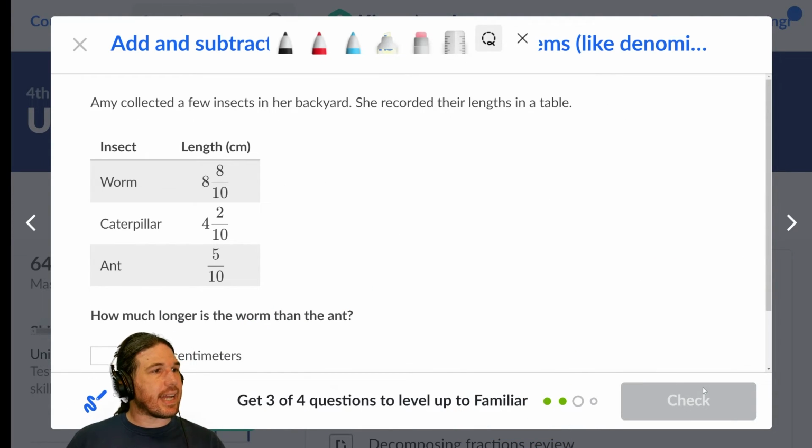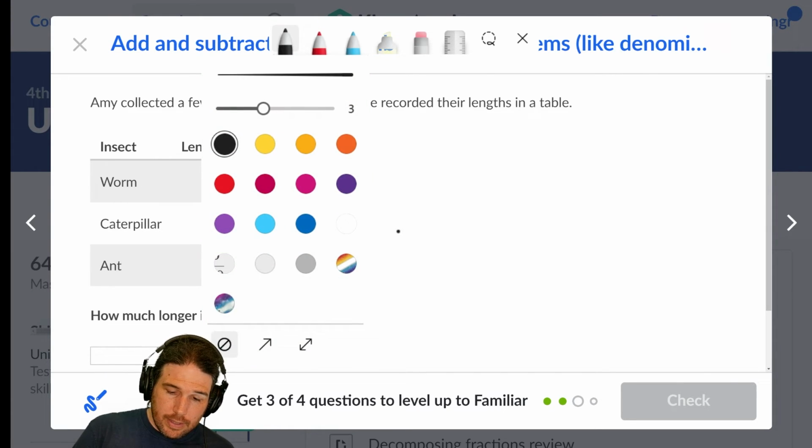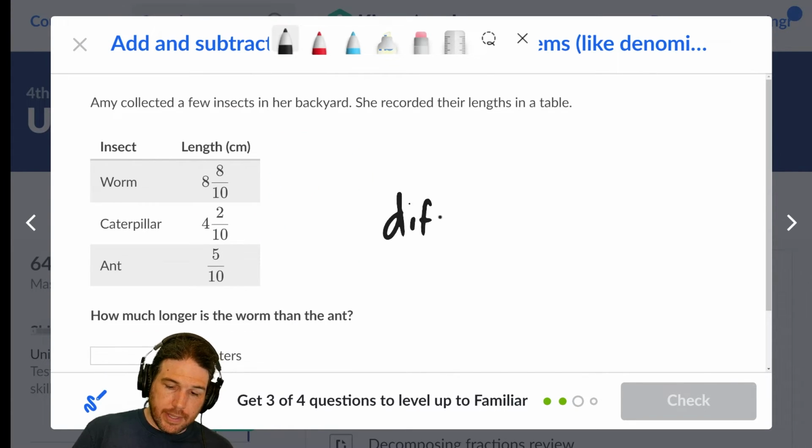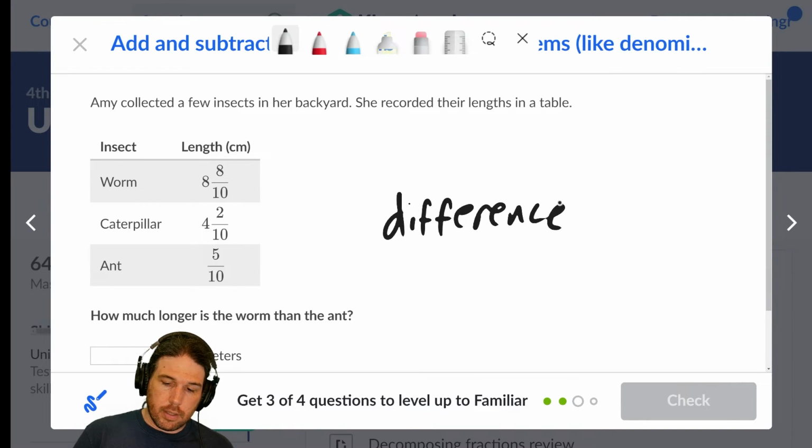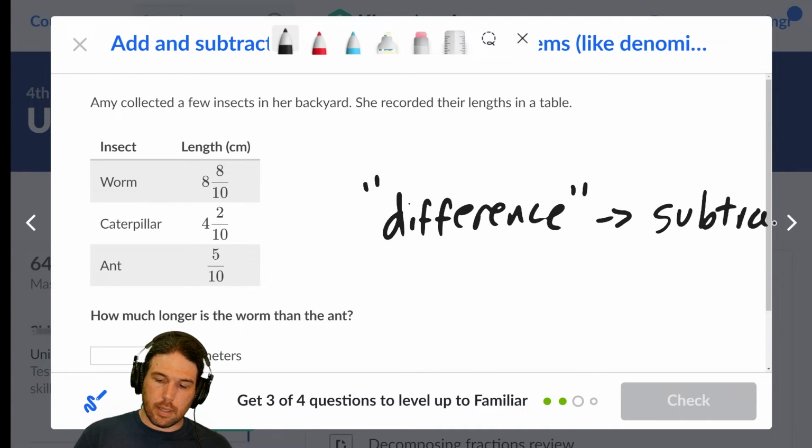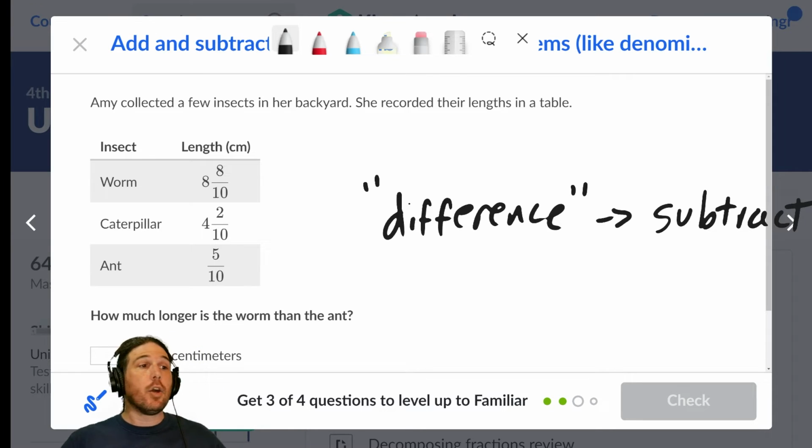Amy collected insects in her backyard and recorded their lengths in a table. How much longer is the worm than the ant? So we're looking for the difference between the two, right? We're looking for the difference in their lengths. Difference in math usually means subtract. So it doesn't actually use the word difference here, but we are looking for the difference, right? We're looking for how different their lengths are. We are subtracting.